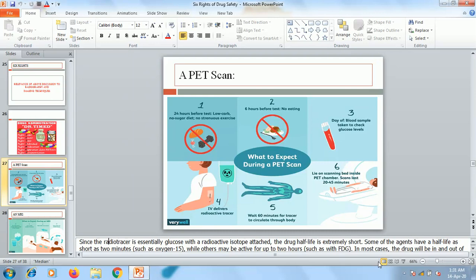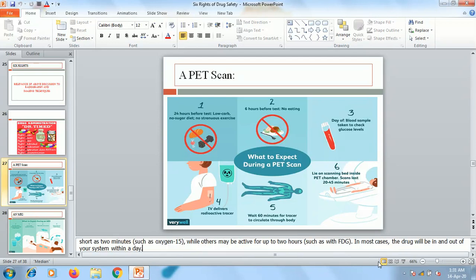So radio tracer is essentially glucose with a radioactive isotope attached. For example, a glucose molecule is combined with a radioactive isotope. You might have knowledge of radioactive isotopes from your chemistry. Isotopes have different numbers of neutrons, and radioactive means which can emit rays. So the drug half-life is extremely short. Some agents have a half-life as short as 2 minutes.